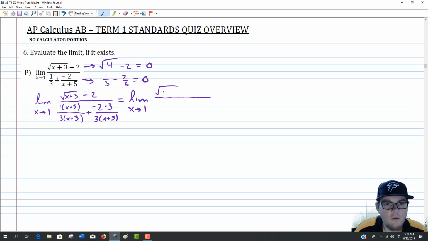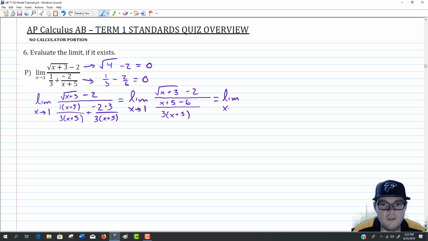We have that square root minus 2 in the numerator. In our denominator, we now have x plus 5 minus 6 all over 3 quantity x plus 5. So we have definitely cleaned this up a little bit more. And in fact, if we wanted to, we could even clean this up one step further.